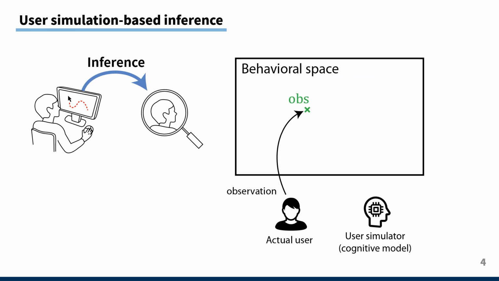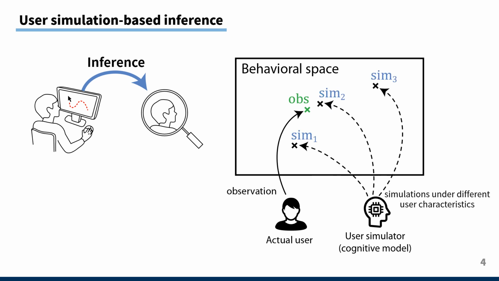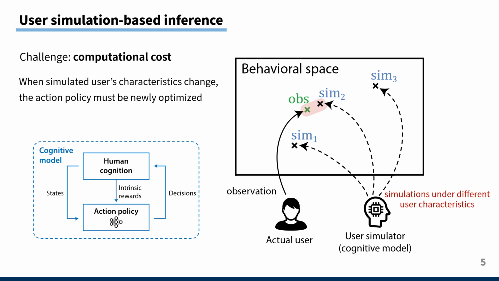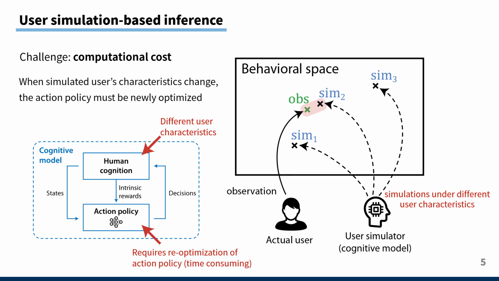Let's say we observed the behavioral data from a user. Using the user simulator, we can simulate user behaviors that correspond to different user characteristics. What we need to do is to find the user characteristics that reproduce the most similar behavior to the observed behavior. Within this simple but powerful inference method, the biggest challenge so far is the computational cost of simulating user behaviors under different characteristics. With previous cognitive models, when the user characteristics are changed, the corresponding action policy should be newly obtained through reinforcement learning.